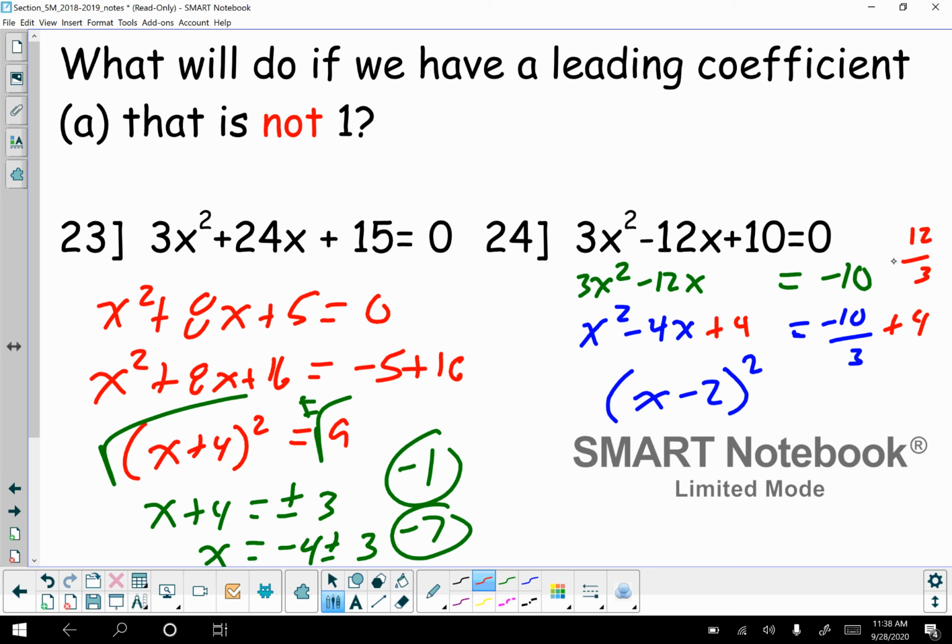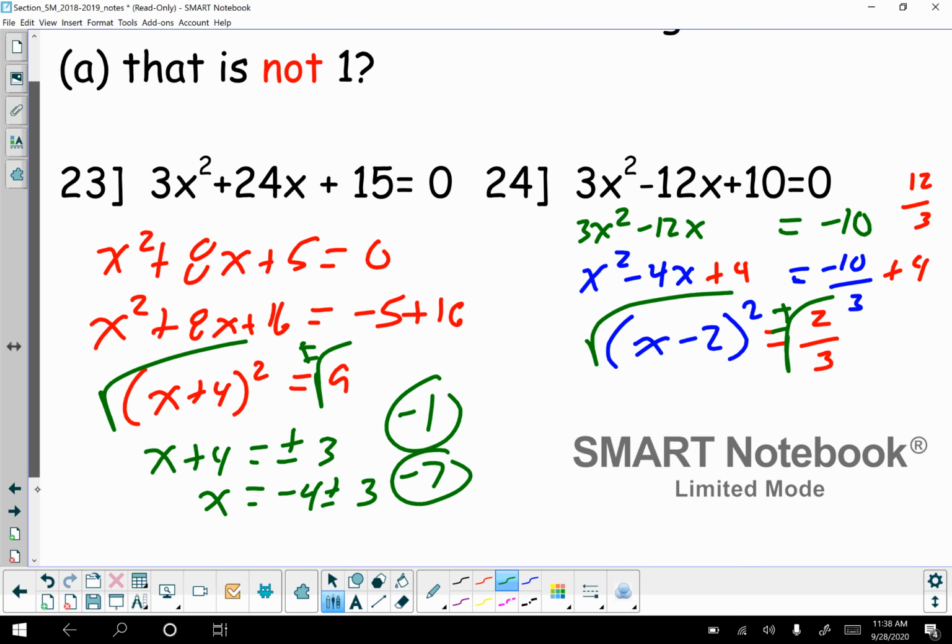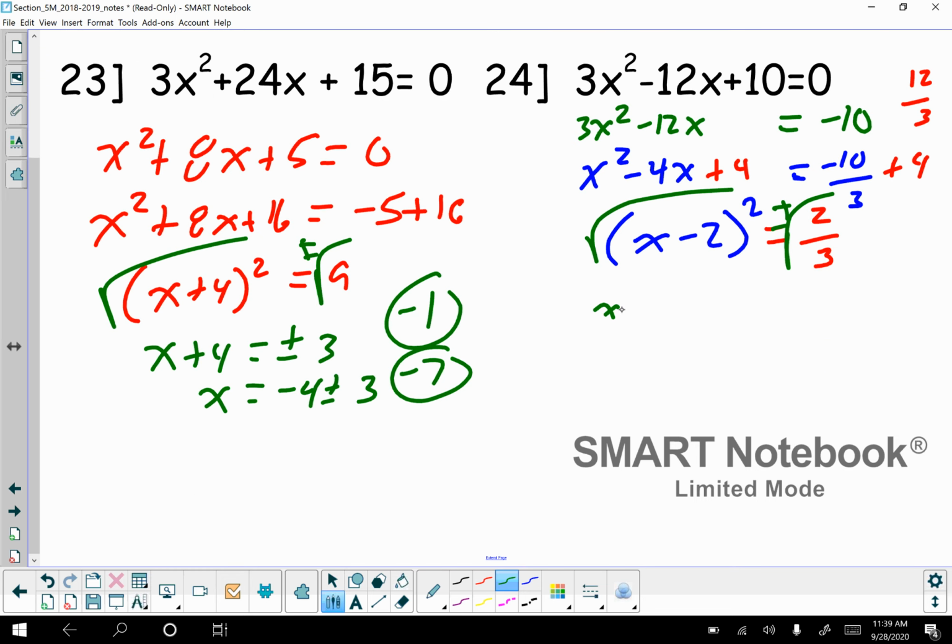So negative 10 plus 12 is 2. So I get 2 over 3. Okay, root, root. Don't forget the plus minus. And I don't like keeping two-thirds like that, so I'm going to multiply both top and bottom by root 3 and root 3. So I'm going to get root 6 over 3, and then add 2 to that.